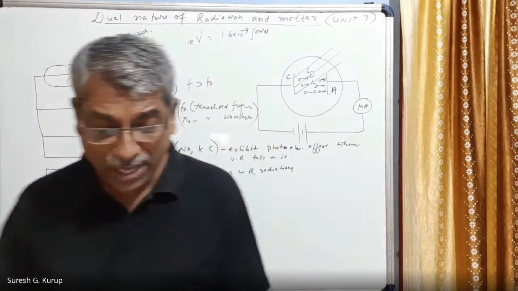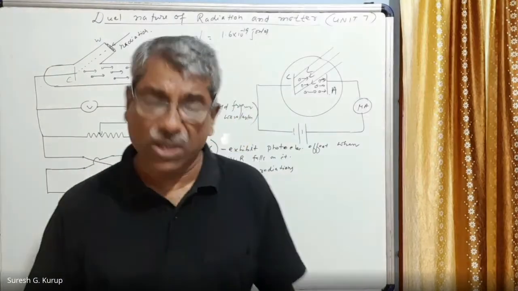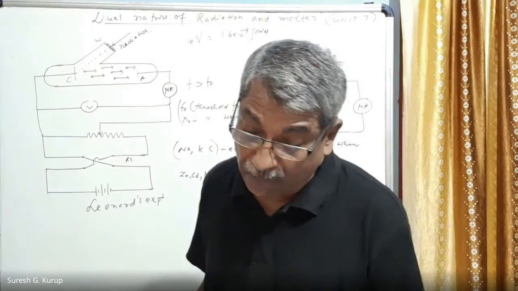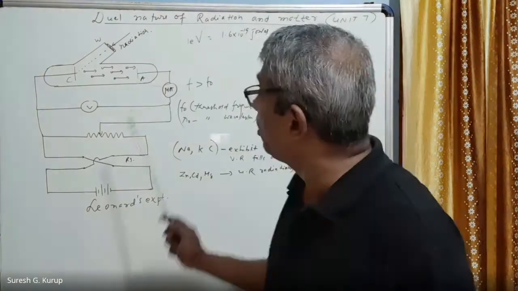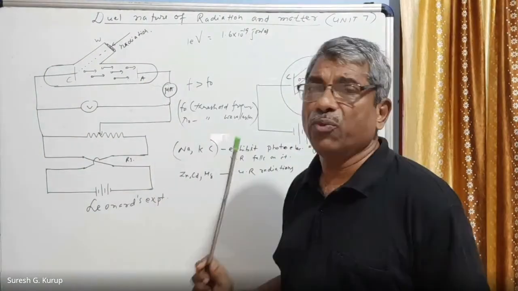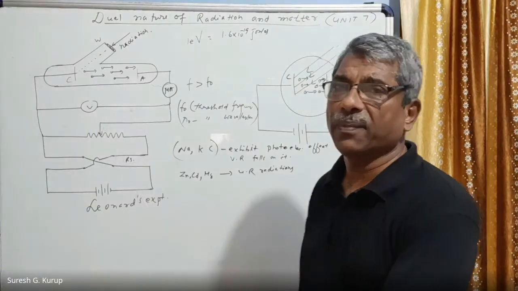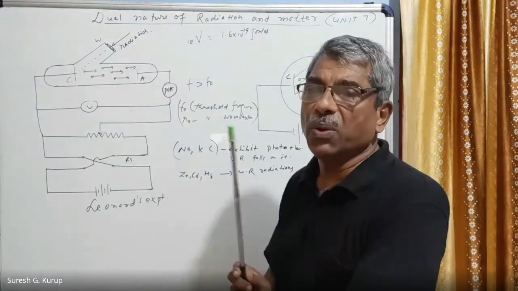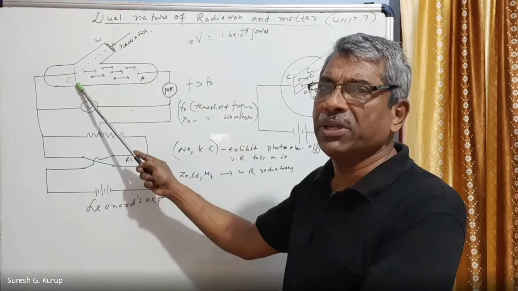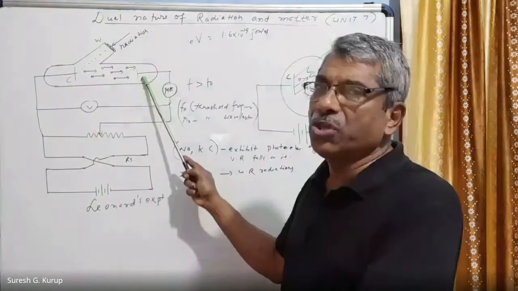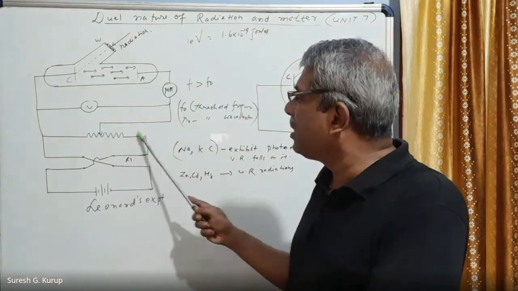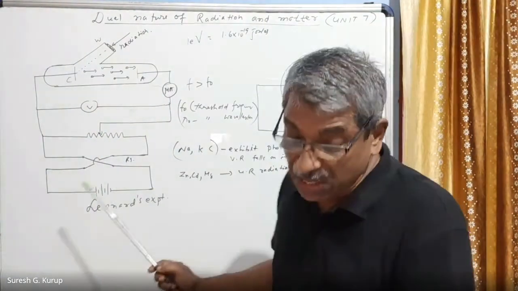Number one is keeping the frequency of radiation constant, and the positive potential applied to the plate also fixed. That means the frequency is constant and the potential applied is also fixed. The voltmeter will read only one value, right? And the frequency is also only a single value. So the frequency of radiation incident on the cathode plate, and also the positive potential applied to the plate, both are kept constant.